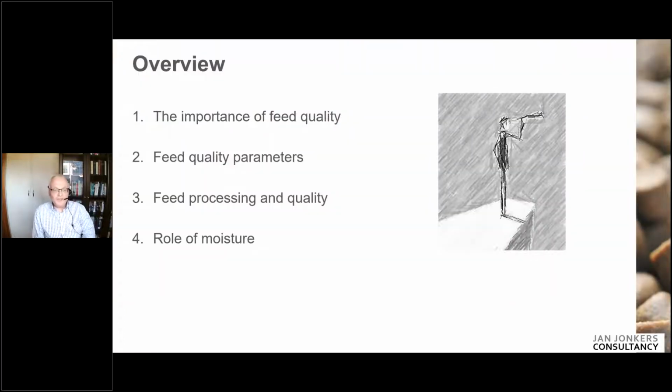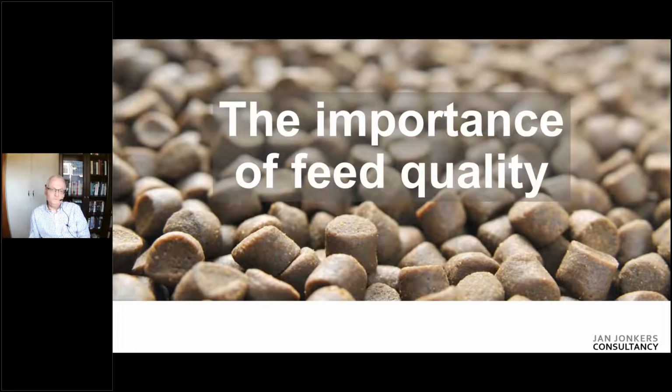Okay, the 4 topics I would like to discuss in this session. First, the importance of feed quality, then feed quality parameters, feed processing and quality, and as the last one, the role of moisture. So let's start with the importance of feed quality.